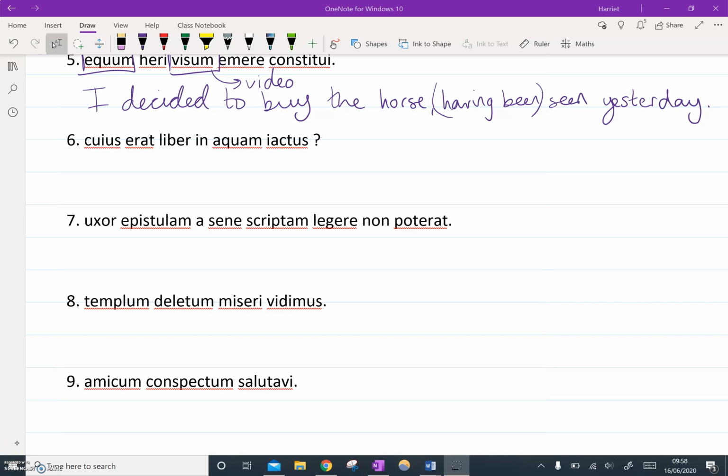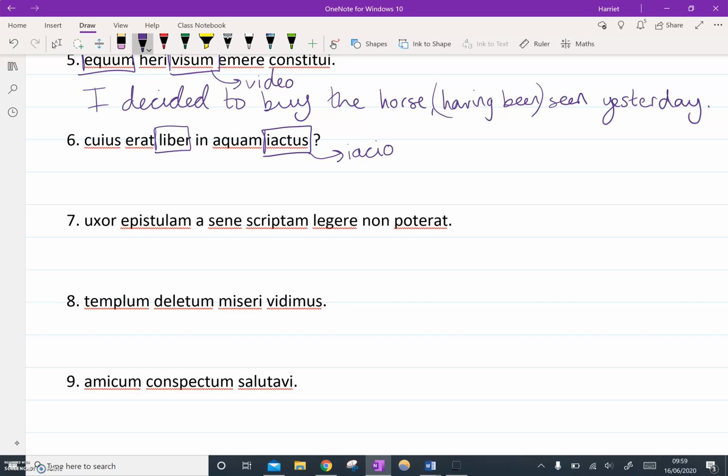The PPP is right at the end. Iactos. Okay, this one is from the verb iacio, I throw. And it's nominative, masculine, singular. And so is this word. Again, they don't look the same because liber's nominative doesn't end in an us. It ends in an er, so it's a little bit confusing, but we should know that liber is the nominative of the word book. Okay, now we've got cuius, which is one of these words that we've met this term.